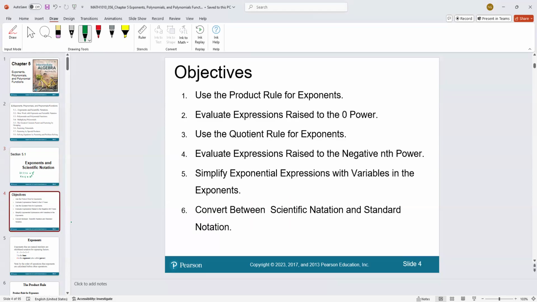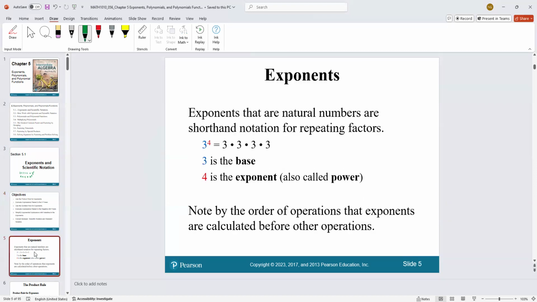But what are the objectives of this section? First of all, we're going to use the product rule for exponents. We're going to evaluate expressions raised to the 0 power, use the quotient rule for exponents, evaluate expressions raised to the negative nth power, and simplify exponential expressions with variables in the exponents. And we're going to convert scientific notation to standard notation.